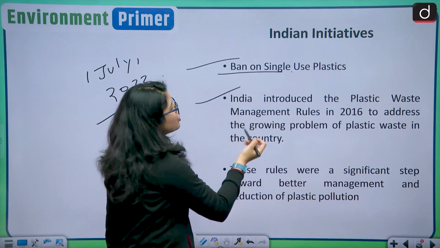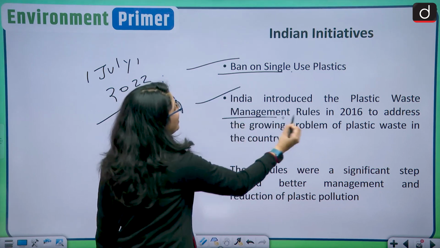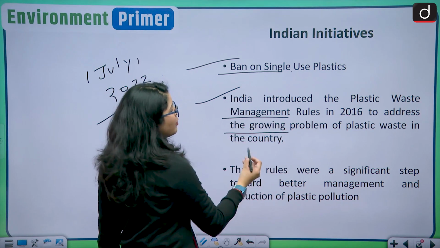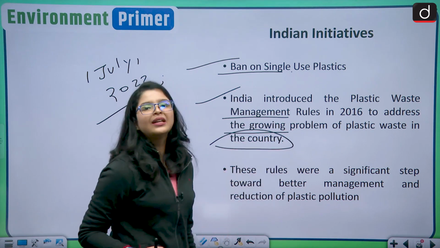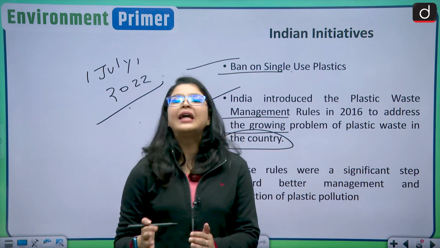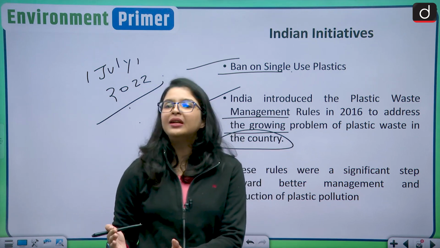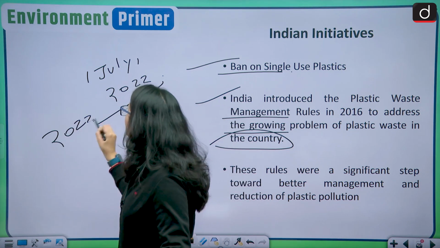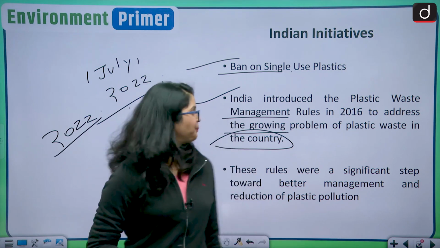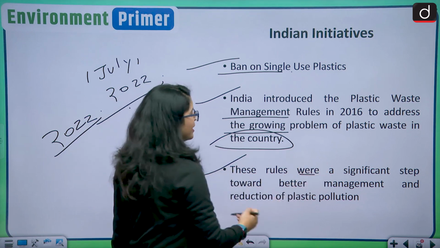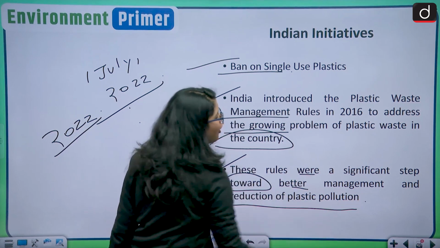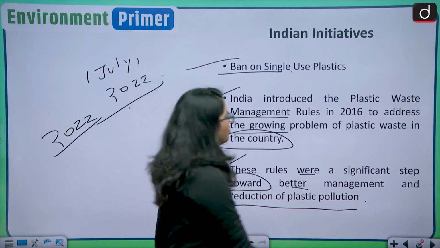So India has also introduced the Plastic Waste Management Rules in 2016 to address the growing problem of plastic waste in the country, and these rules have been time and again revised by the Indian government, and the latest revision has come in the year 2022. These rules were a significant step towards better management and reduction of plastic pollution.